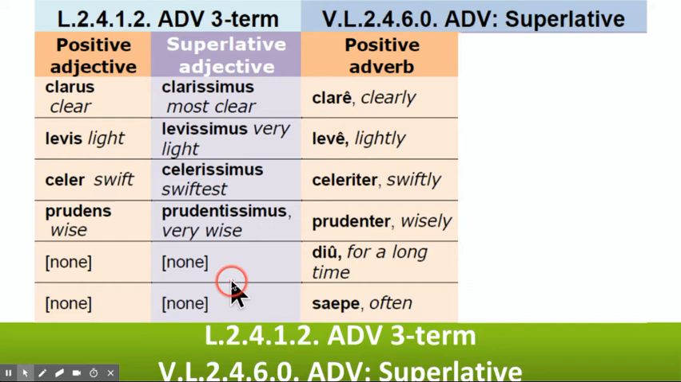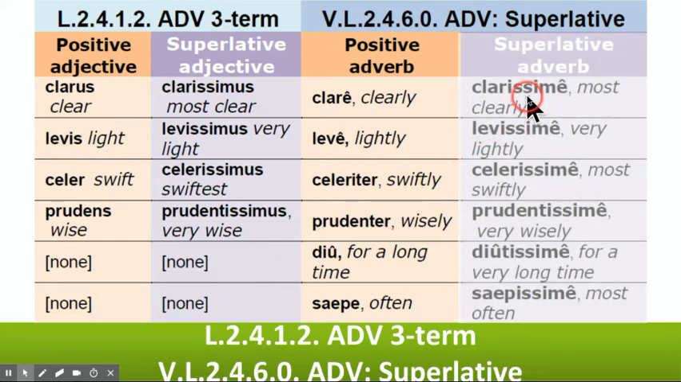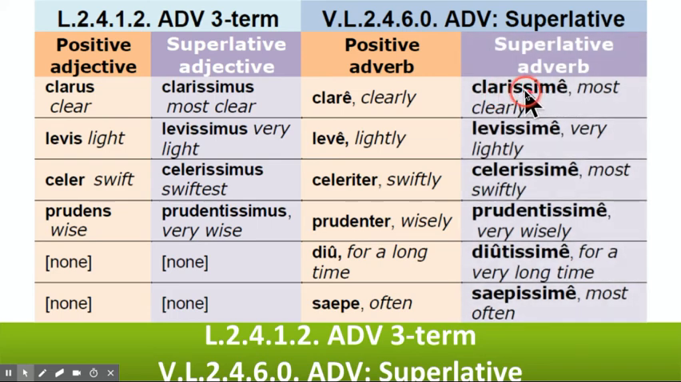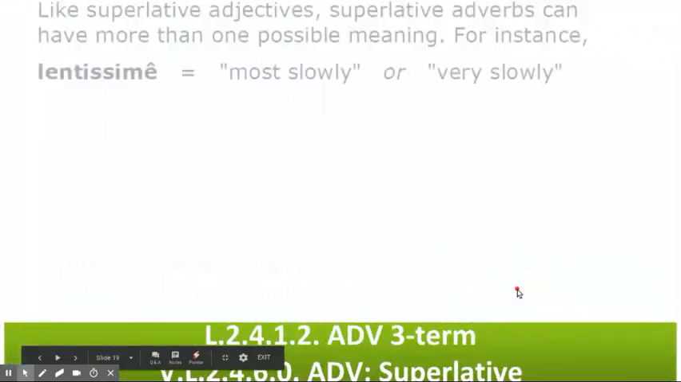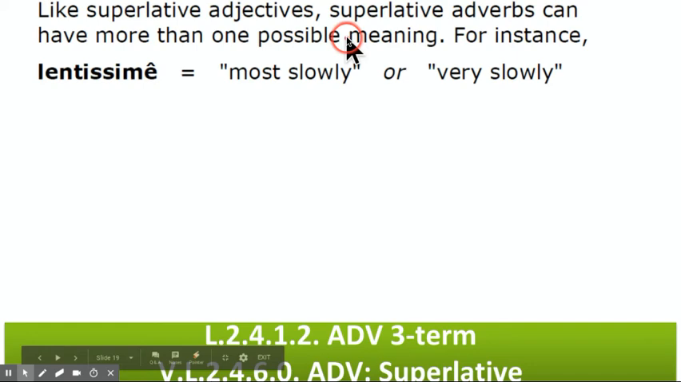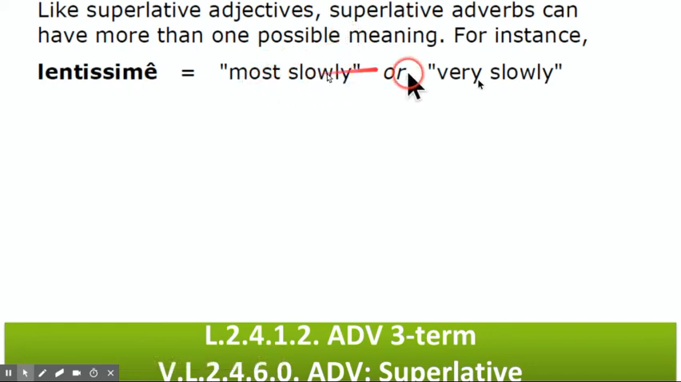What do you think the superlative adverb would look like? That's right. The superlative adjective stem with the E ending all the way through with the long E. So the superlative adverb is very easy to spot. Very long time, most often. All right, let's talk about superlative adverbs. It can have more than one meaning. It could be most slowly or very slowly. Whatever it is, it's the superlative.